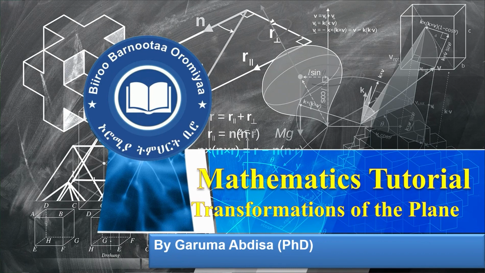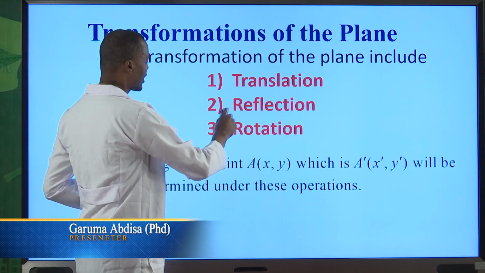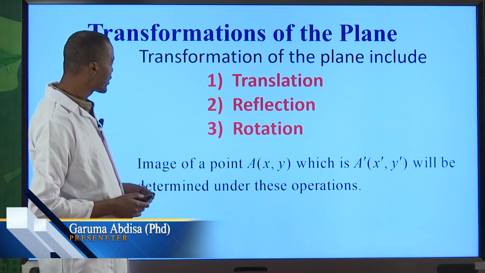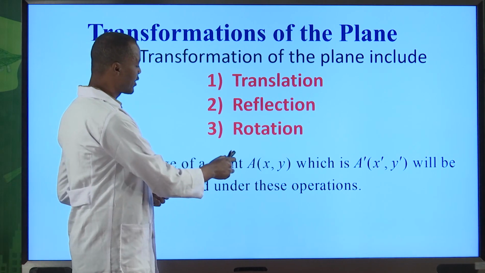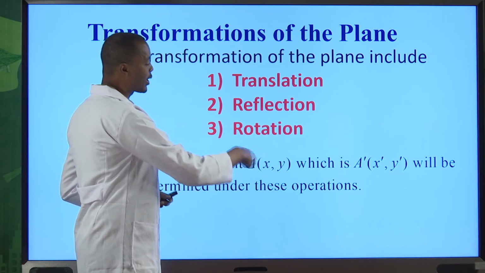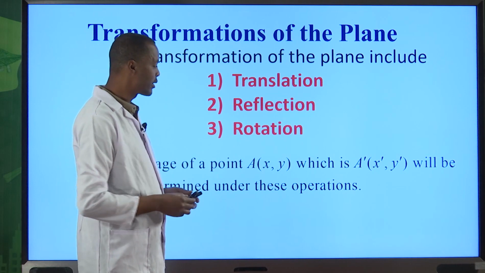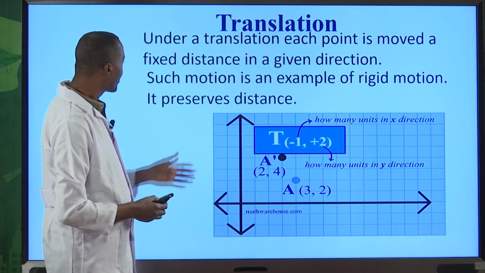I'm Garuma Abdisa from Matu University, and our topic today is transformations of the plane. There are some symmetry operations, which are translation, reflection and rotation. The purpose of these symmetry operations is to transform a point such as A of x comma y to another point, called the image of that point, A prime of x prime and y prime. Let us see them one by one.